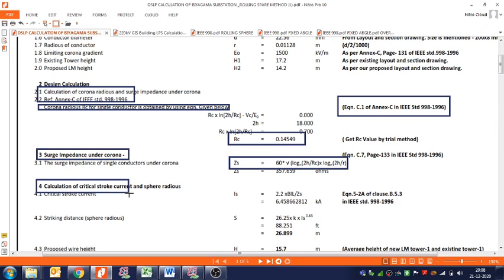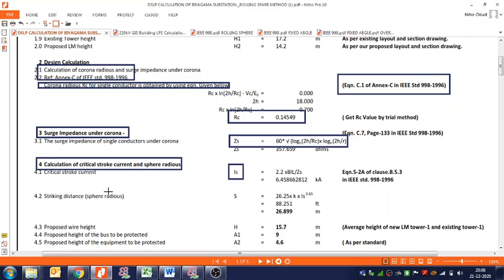Critical stroke current and sphere radius. For the critical stroke current IS, this is 2.2 into BIL divided by ZS, where BIL is the basic insulation level. Suppose this is 220 kilovolts, so 1050 is the basic insulation level. So 2.2 into 1050 divided by ZS, that we have calculated here, and we calculate the critical stroke current, that is coming 6.45 kiloampere by using this formula of the IEEE.